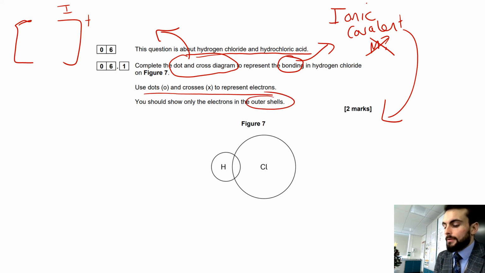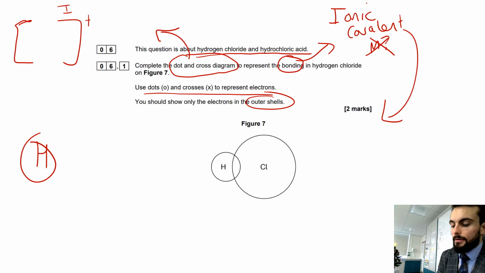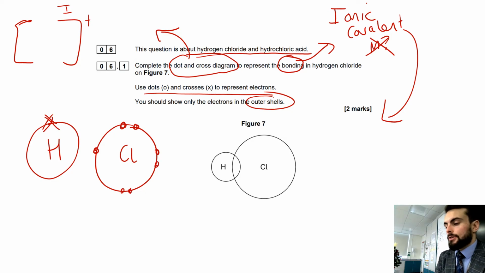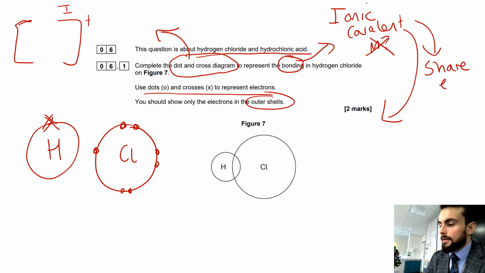If you're not confident with this, what I would do is draw the electron structure of hydrogen and chlorine to start with, right? So hydrogen has one electron, and then chlorine has 7 because chlorine is in group 7. Then we decide what they are going to do. If it's covalent bonding, right? If you remember, what do they do in covalent? They share electrons.